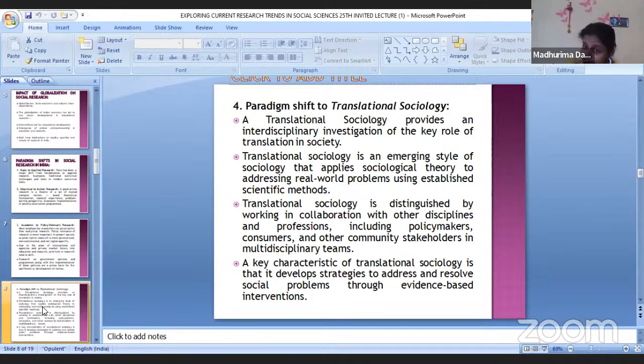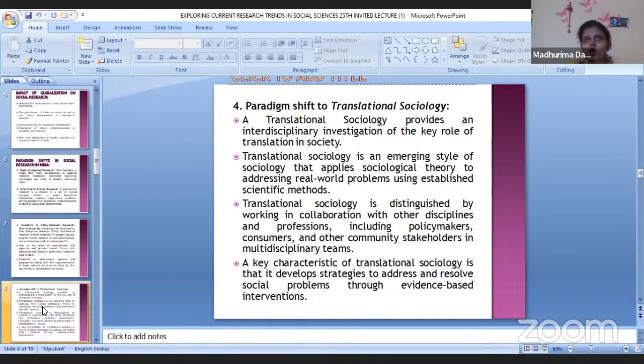And what is this translational sociology? It applies sociological theory to address real world problems using scientific methods. Remember, I was giving the example of class struggle. Class struggle was explained by Karl Marx. And what was this class struggle? It showed the dichotomous class relation between the capitalist and the working class, bourgeois and the proletariat, that is the upper and the lower class. So by giving us the theory of class struggle, it helped us to understand the dichotomous class relation that exists between the upper and the lower class. Definitely, through class struggle, we can understand the class conflict which goes on between the upper and the lower class.